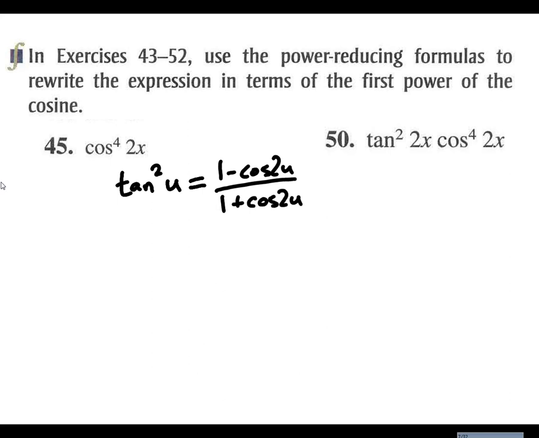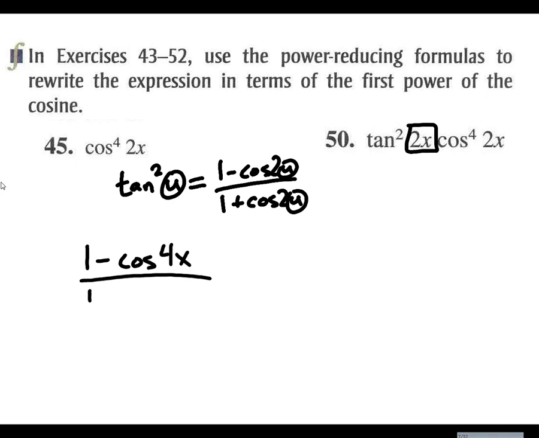All right, so it's this u thing here that we're going to plug in here and here. And in our case, 2x is our u. So when we do the tan part, it's 1 minus the cosine of 2 times 2x, or 4x, over 1 plus cosine of 4x. So that's the first part. We've dealt with the tan squared. Now let's talk about cosine to the fourth.